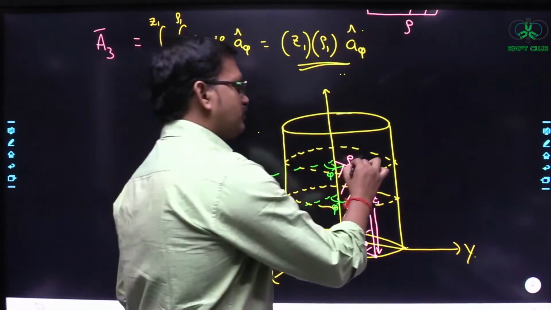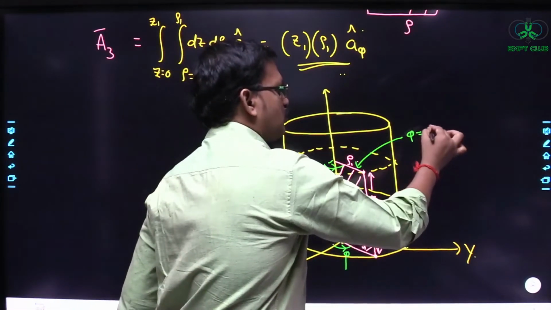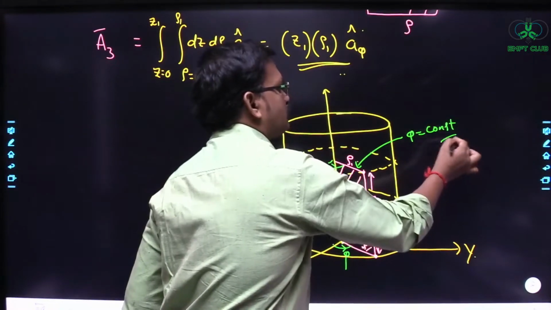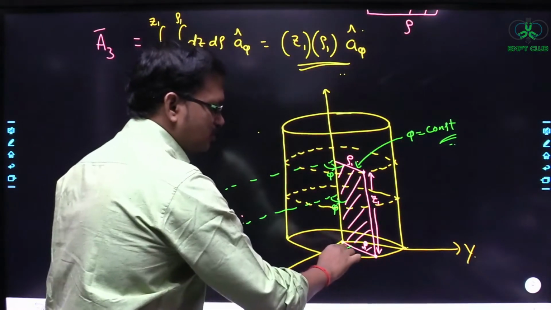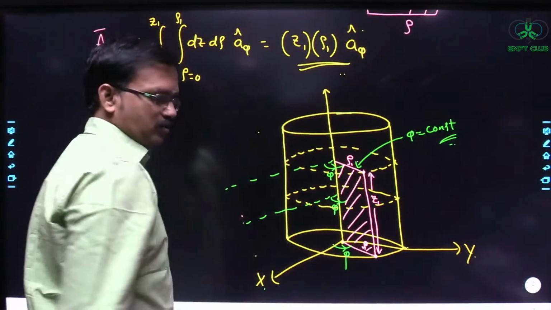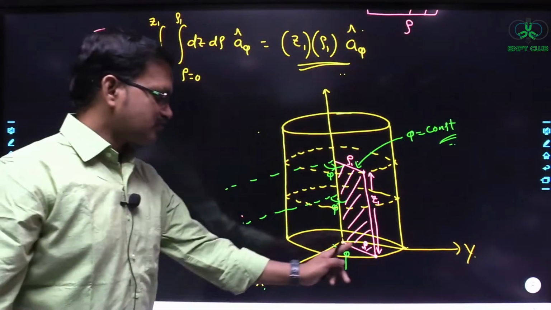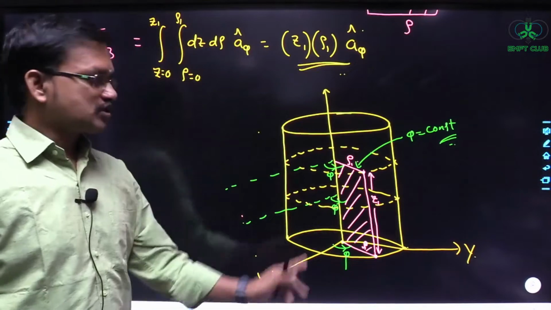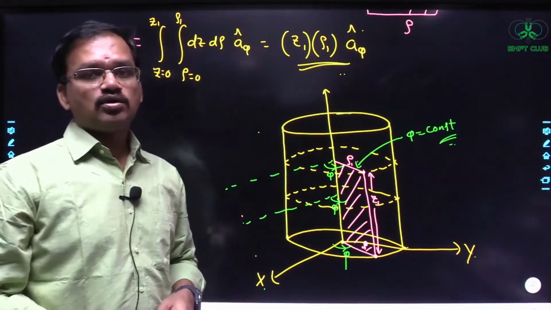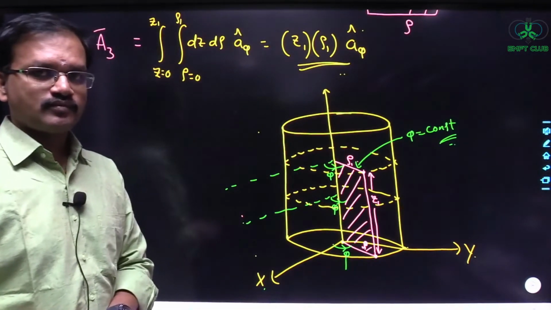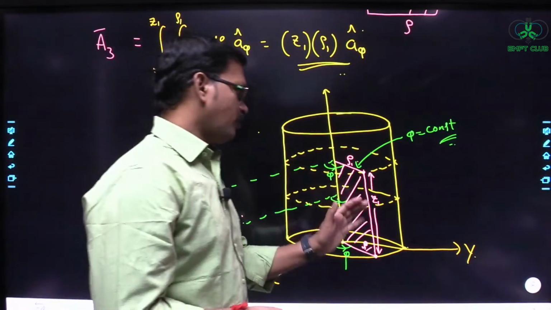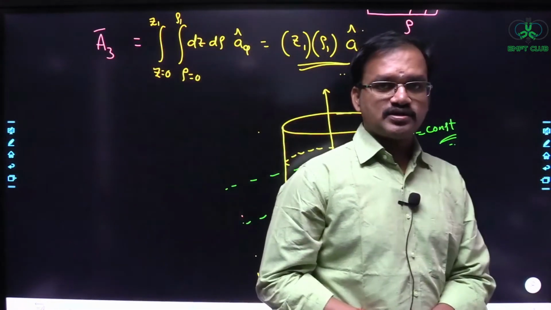So that's why we call this the phi equal to constant plane. On the phi equal to constant plane, what are the variables? Rho is variable and z is variable, whereas the phi value will be the same. So that's why we call it a phi equal to constant plane. I hope it is crystal clear.